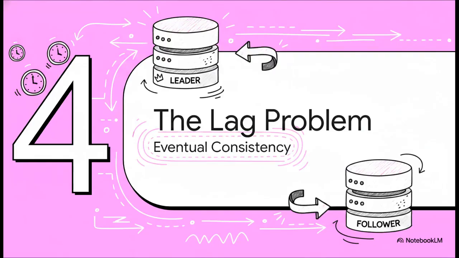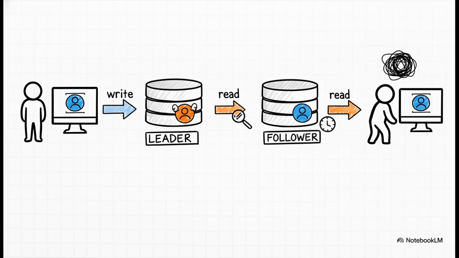All right, let's talk about the single most common headache you're going to face with any async system, replication lag. It's that tiny delay between when a write hits the leader and when it actually shows up on a follower. It's the reason we have the term eventual consistency. And we've all felt this. This is the classic drives users nuts scenario.